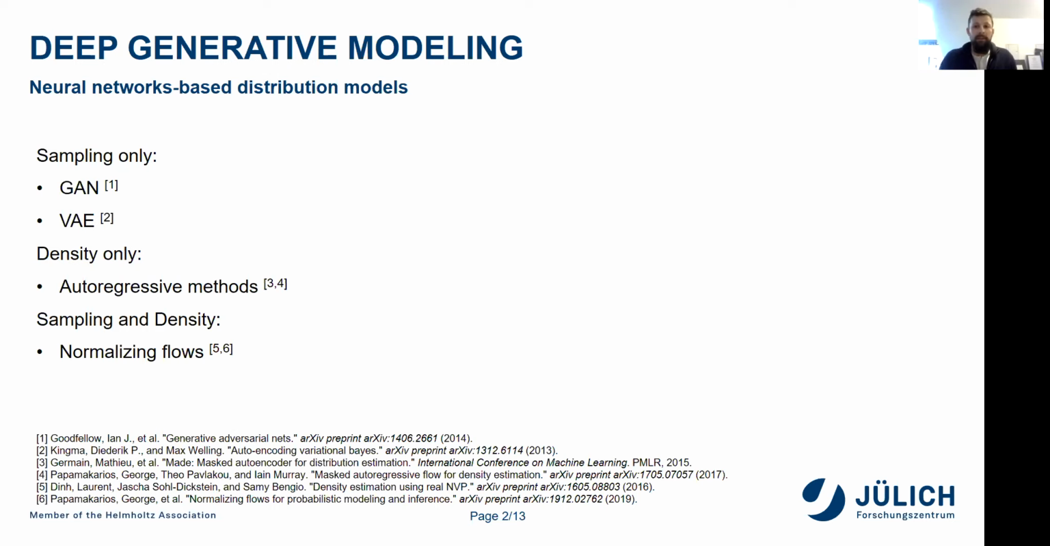Now, if you're interested in describing also a likelihood function, you might want to use one of the autoregressive methods. Those are the masked autoencoder, but also the masked autoregressive flow. Now, finally, the normalizing flows, which I want to talk about today, they kind of combine these two things. So they allow for both sampling as well as describing density distributions.